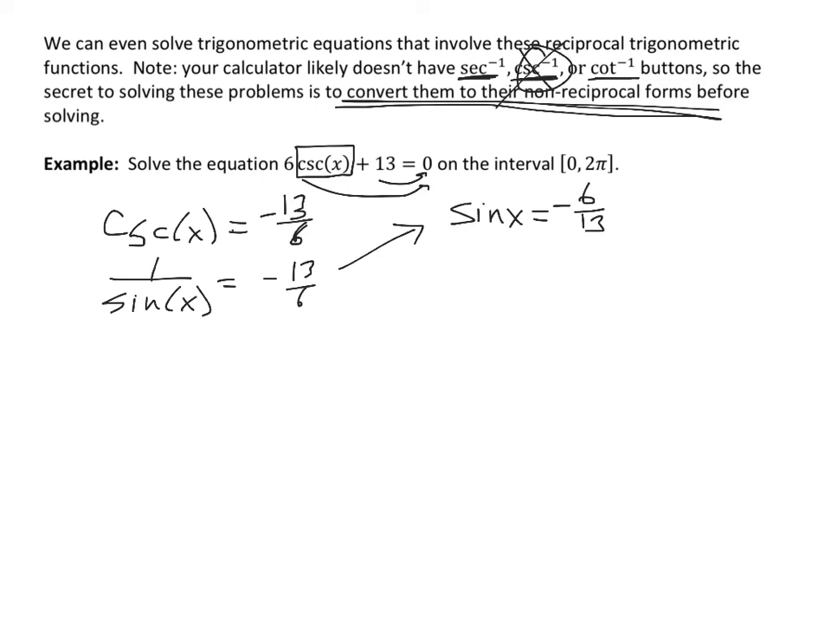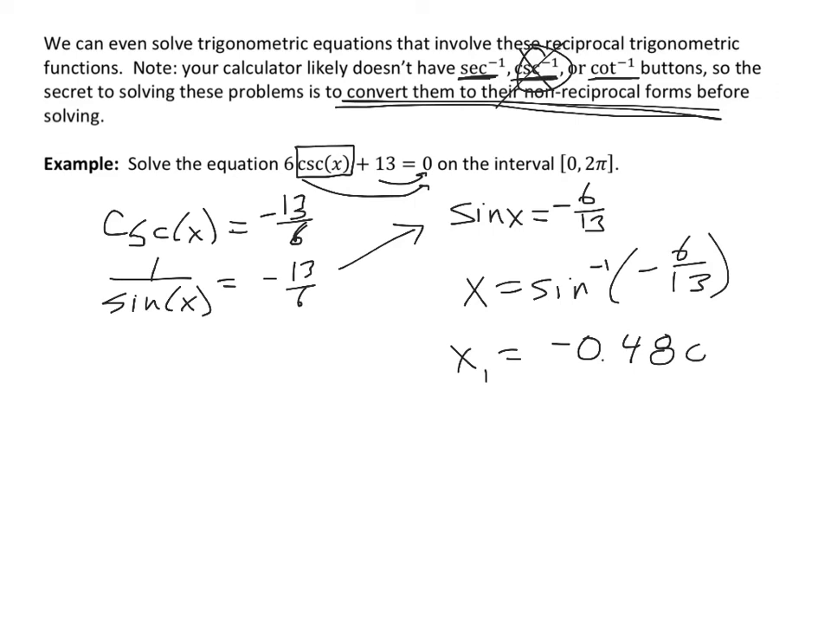So if you feel comfortable with that, go ahead and do that on your own right now. If you'd like to see me do it, we can go through this one, and there will be one more for you to try on your own after that. All right, so when I did inverse sine of negative 6/13, I found that my first solution, my primary solution, was negative 0.480. So I've got one solution here.